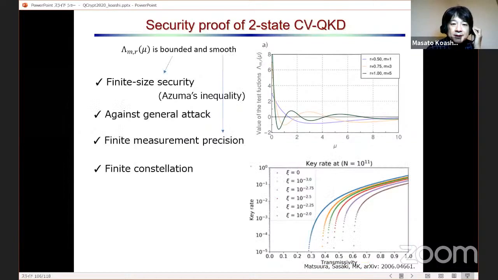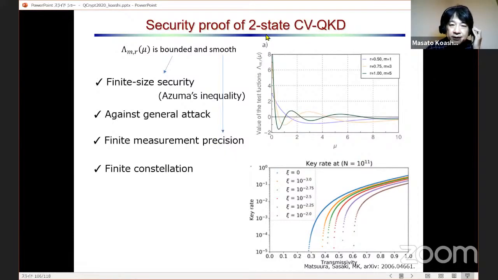Now, because this new function here is bounded, so for example, this purple curve is bounded from here to here. Because this is bounded, you can prove finite size security using Azuma's inequality. And because the phasor approach is always good against the general attack, this proof is against general attack. And also because this function is smooth, you can always incorporate the finite measurement precision.